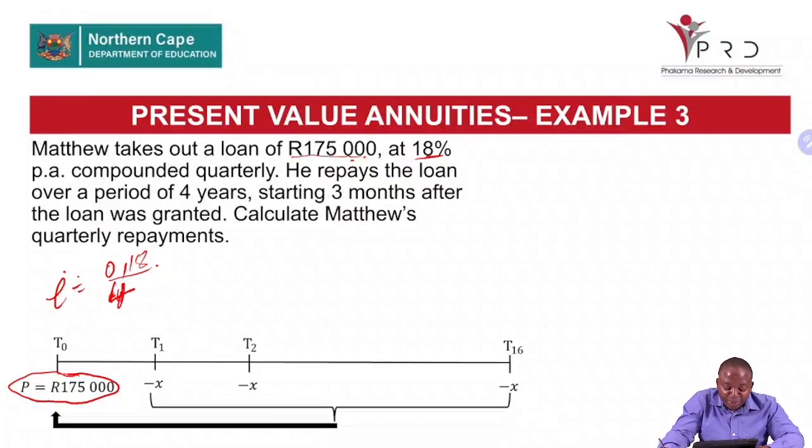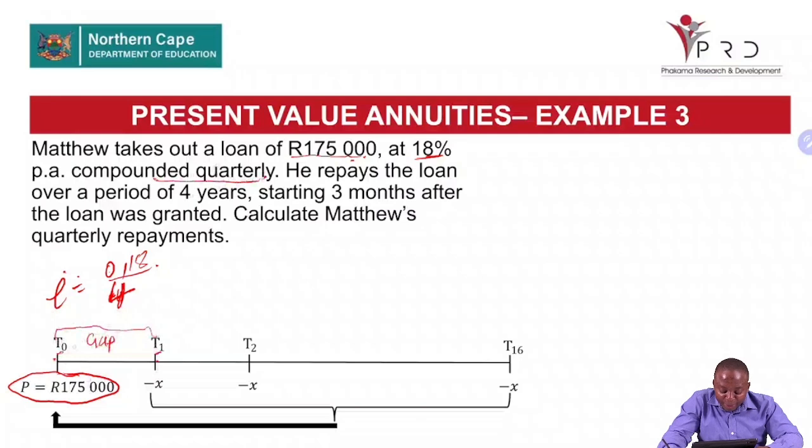Then we say starting 3 months after the loan was granted. Why 3 months? Because it is quarterly. So this is a normal gap. So we have that gap we're talking about. And in this case, the gap is going to be 3 months, because remember, our compounding period is quarterly. So from here to here, it will be 3 months. So when it's monthly, from T0 to T1, it will be 1 month, for example. So our normal gap there, because our compounding period is quarterly, is going to be the 3 months. So it's 1 quarter.